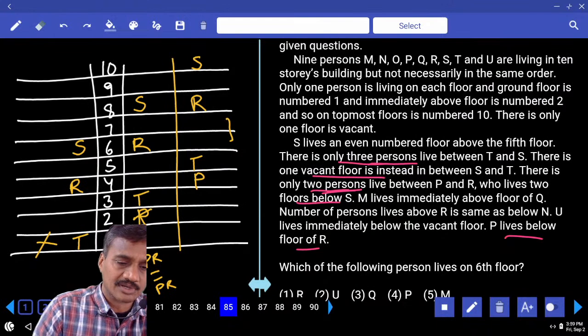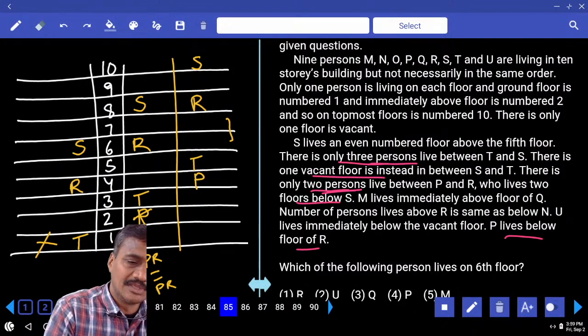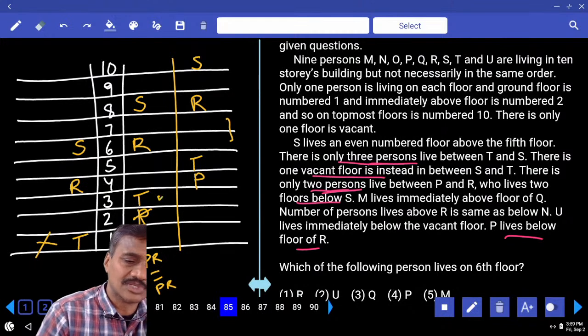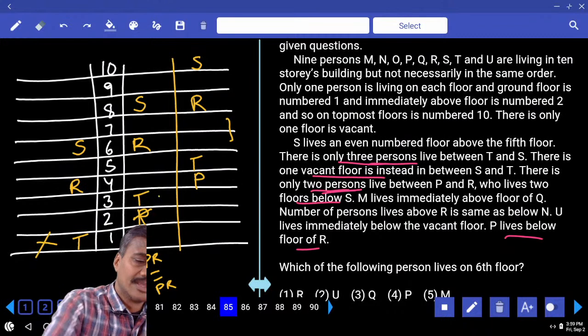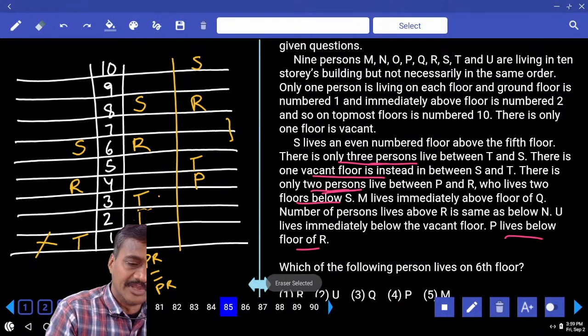P is below R. P is below R, so where should it be? And 2 persons, P should be here. Is there a chance P can be here? Then 2 persons. Or, then what is the next one we have? P can be at the 2nd floor or not? If P is here, then what happens, tell me?